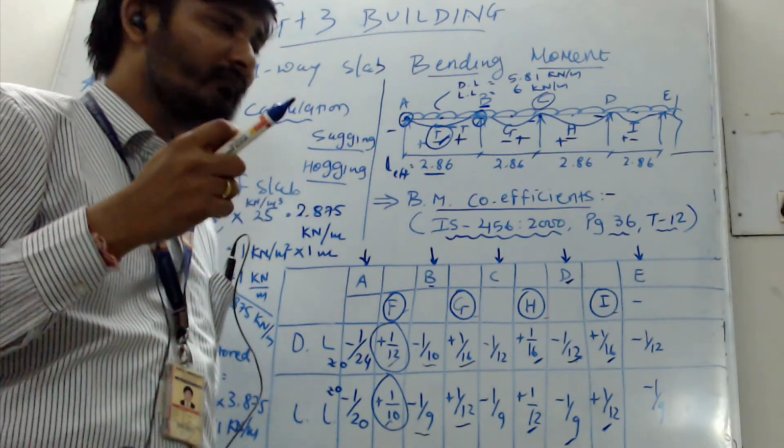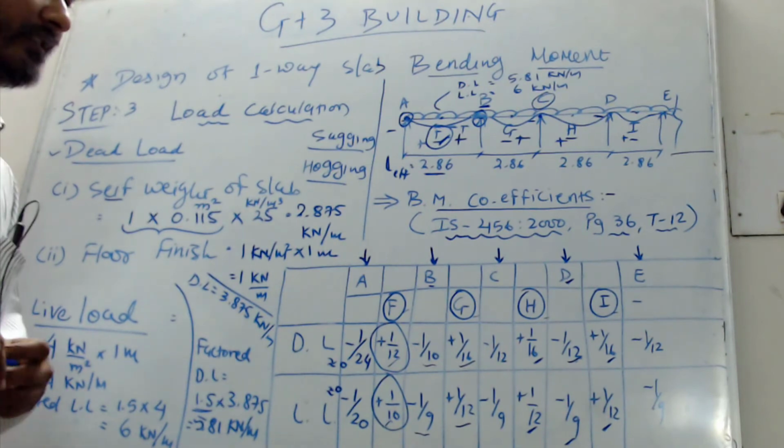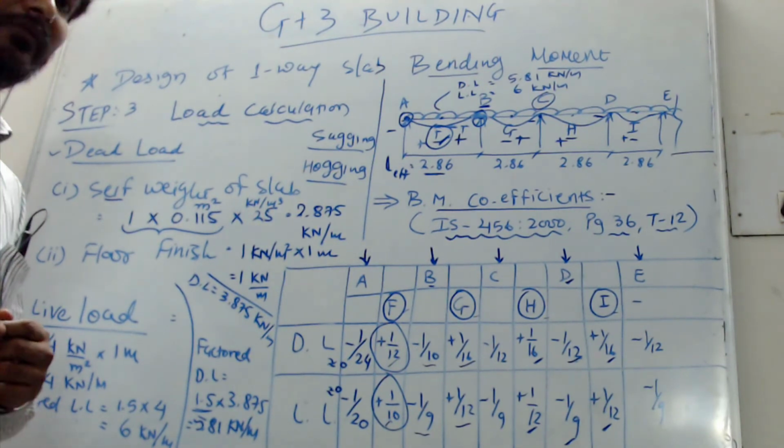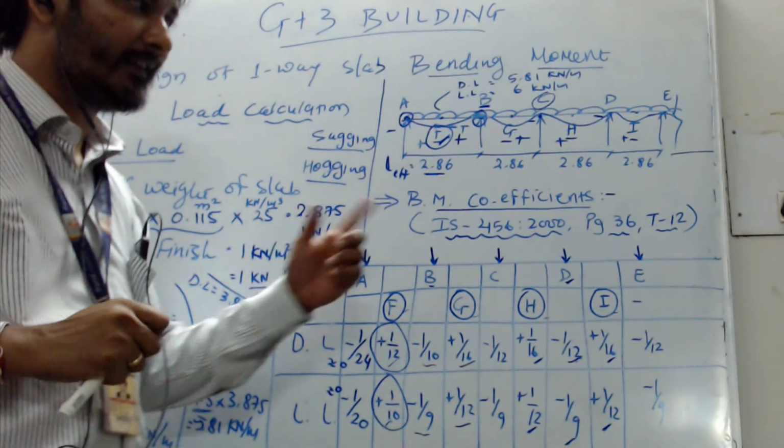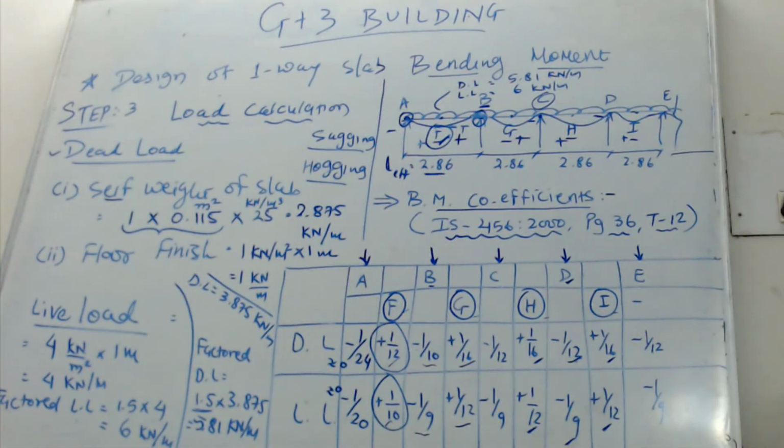So this is how you calculate the bending moment coefficients as per IS 456-2000, page number 36, table number 12. I hope this is clear to all of you. Thank you so much for listening to this lecture, and see you in the next lecture. In that we will calculate the actual bending moment values, that is, how much bending moment comes using these bending moment coefficient values.